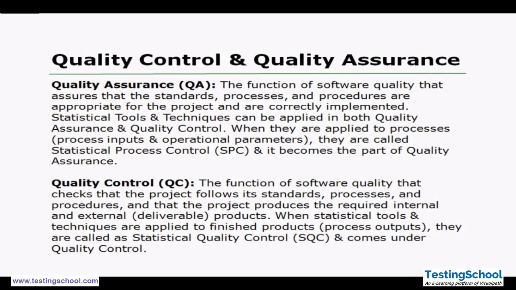In quality control, the function is to test and verify that the quality of the project has followed the standard processes and procedures, and that the project produces the required internal and external product. When statistical tools and techniques are applied to finished products, it is called statistical quality control, and it comes under quality control. So let's see the differences between QA and QC.